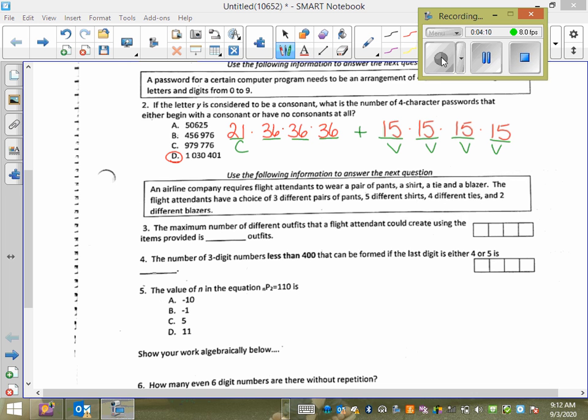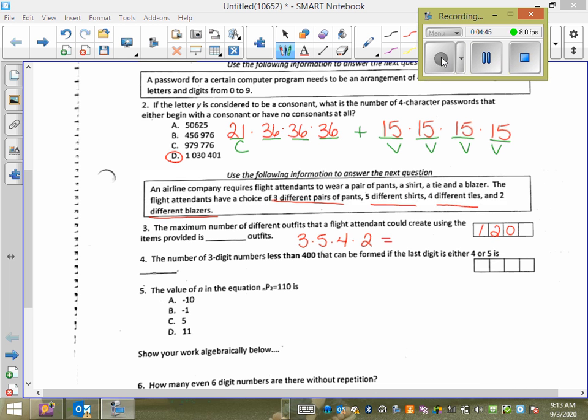An airline company requires flight attendants to wear a pair of pants, a shirt, a tie, and a blazer. I'm glad they require them to wear things. The flight attendants have a choice of 3 different pairs of pants, 5 different shirts, 4 different ties, and 2 different blazers. Now, they're just wearing one of each, right? And if they wear one of each, we can use the fundamental counting principle, correct? So the maximum number of different outfits a flight attendant could create using the items provided is 3 times 5 times 4 times 2, which is?